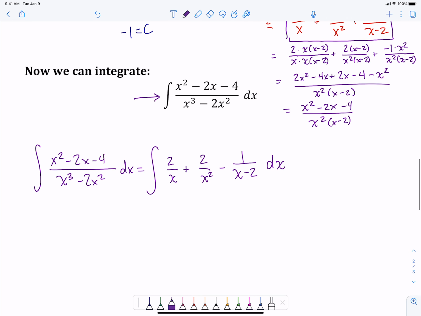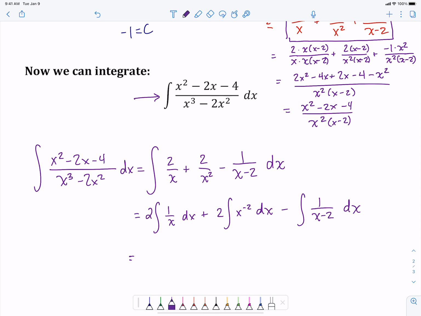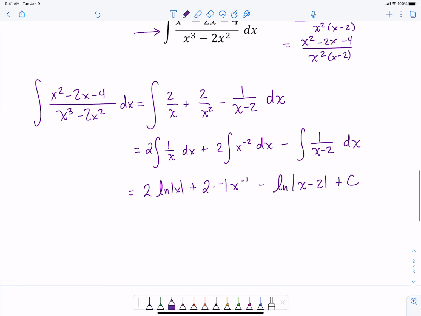Now, each of these three individual terms, we can easily take these integrals. Here, let me get my handwriting a little better. So we get 2 times the integral of 1 over x dx plus 2 times the integral of x to the negative 2 dx, and then minus the integral of 1 over x minus 2 dx, and we get 2 times the natural log of the absolute value of x plus 2 times negative 1, x to the negative 1, because that one is not a natural log since our exponent is negative 2, so we can use our power rule, and then minus the natural log of x minus 2 plus our constant, and we pretty much have it.